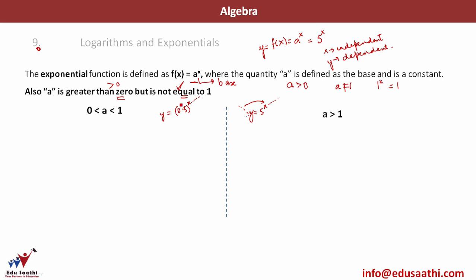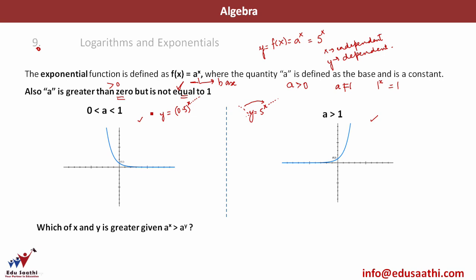So, if I look at the graph that I get, as and when x increases, the value of output would fall. And for a greater than 1, the graph looks something like this. As x increases, the value goes up, and it's an exponential increase or decrease that happens.